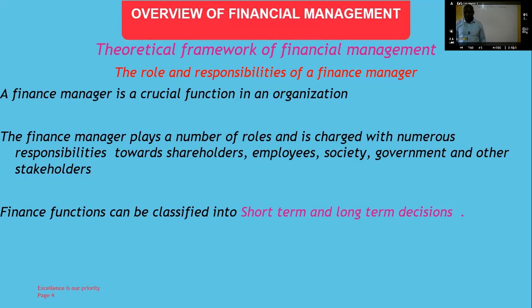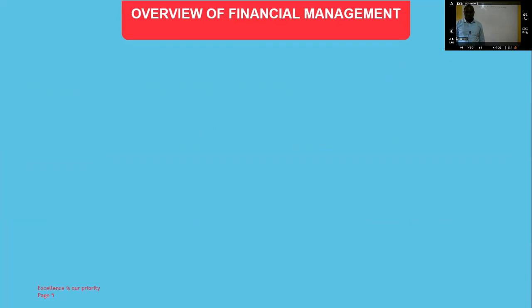Now, the finance functions can be classified into short-term and long-term decisions that a finance manager will need to make. Short-term decisions are decisions that will affect the entity within the next 12 months. And they also need to make long-term decisions. What are these? These are decisions that will affect the entity into the long term, beyond 12 months. For example, setting up a plant that will generate some cash flows 3 or 4 years from today. That's a long-term decision.